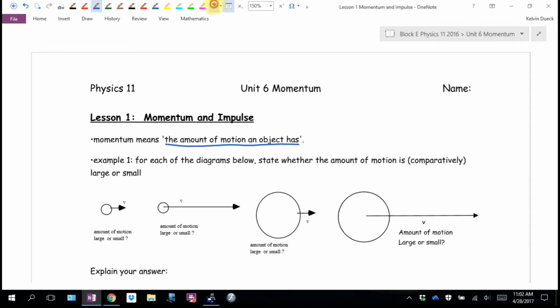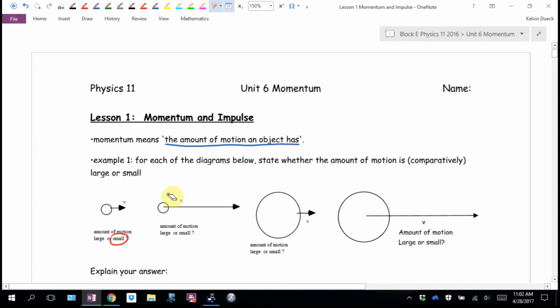Here we have a tiny mass and a tiny velocity. Tiny mass, how about a ping pong ball? Tiny velocity, Connor and I playing catch. Did it have very much momentum? No. So we would say comparatively pretty small.